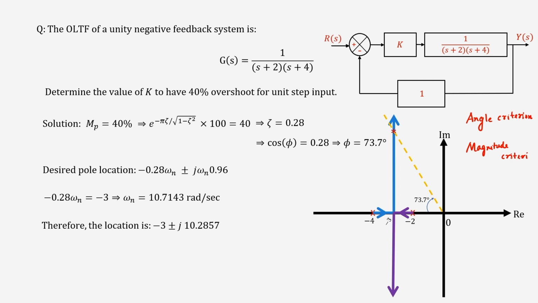Okay. Now, what did the magnitude criteria tell us? The magnitude criteria told us that the magnitude of K G(s) H(s) must be equal to 1 at any point on the root locus. So, any point on the root locus must satisfy this, which means this point must also satisfy this.